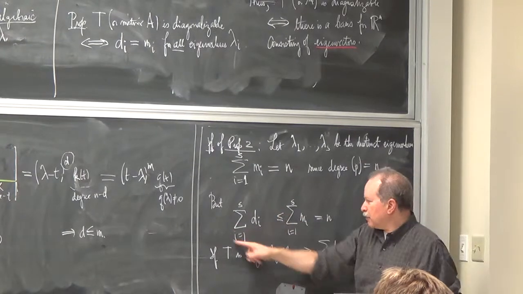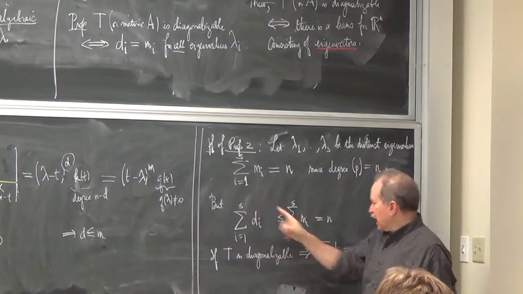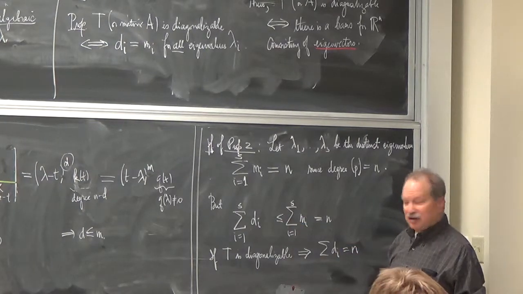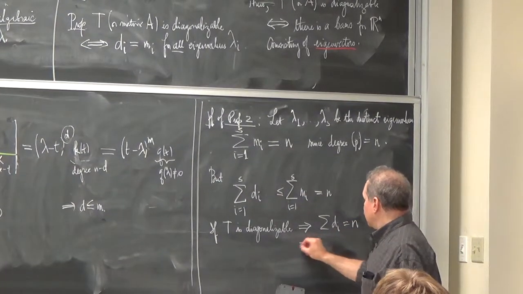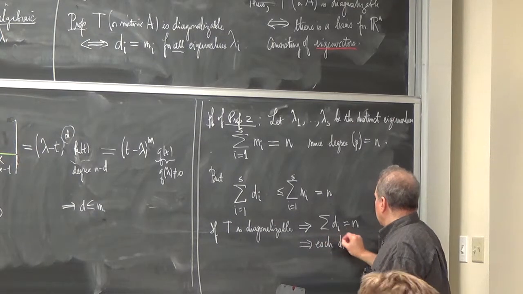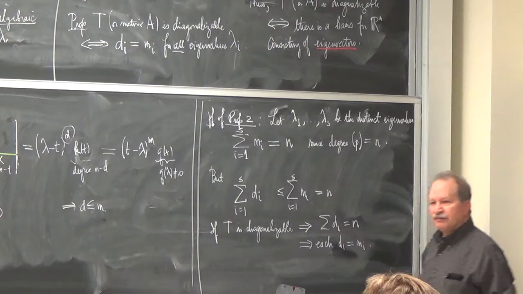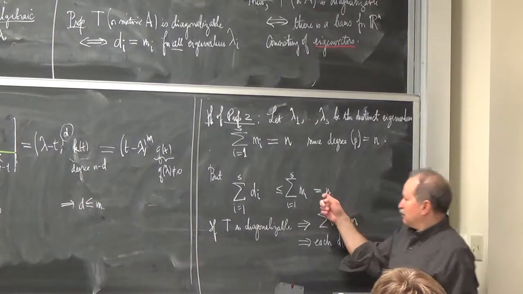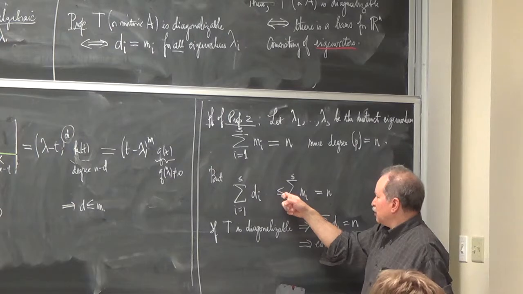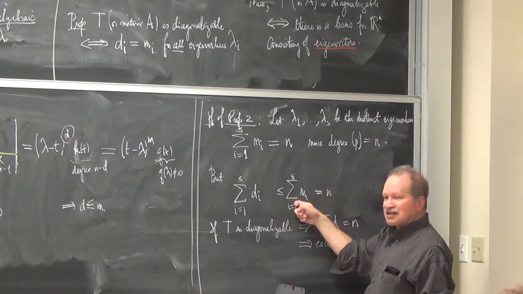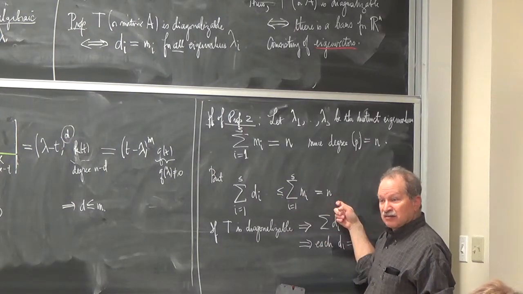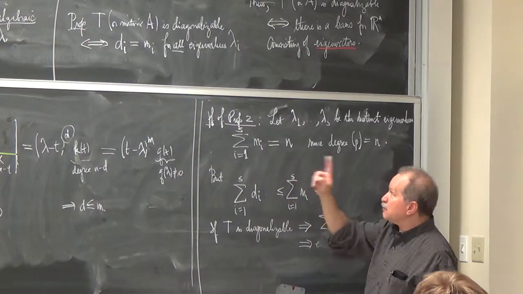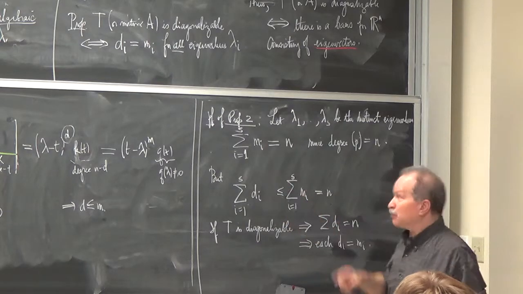So if this sum is actually equal to this, what must be true here? They must be equal, right? Each d i must equal the corresponding m i. Why is that? Because if this number were less than this, we couldn't get n. So this number has to equal n, which means at each term you have to have equality. If some d i were less, you could never catch up because of the inequality.